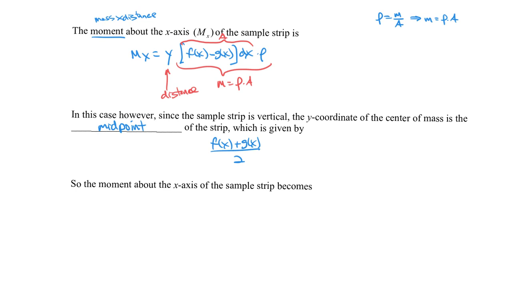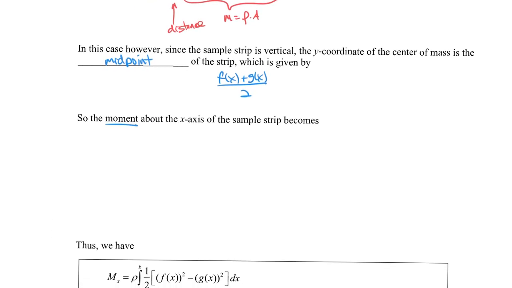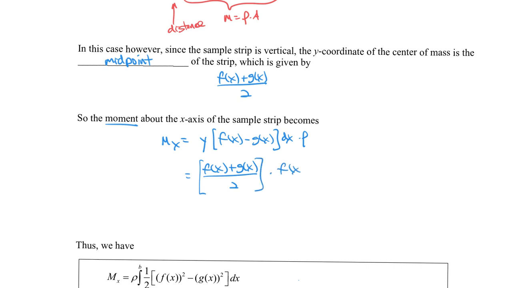So that means that the moment, we're going to have to swap this y out with this. Okay, so it gets a little messier. So the moment about the x-axis of the sample strip becomes this. Again, moment is mass times distance, so we get the moment about the x-axis equals, well, let me copy down what we had first. We had f of x minus g of x dx times rho. But we're going to get rid of this y, and we're going to replace it with f of x plus g of x divided by 2 times f of x minus g of x dx, and then times rho.